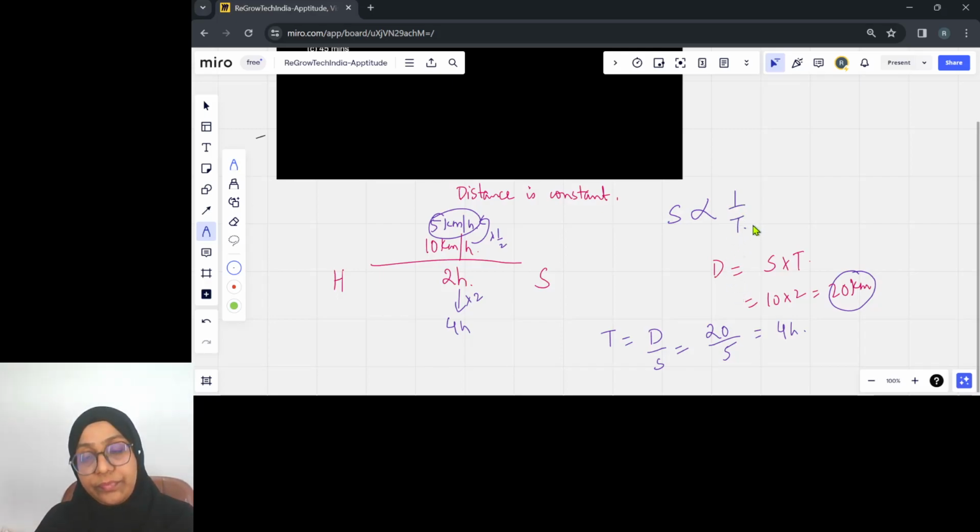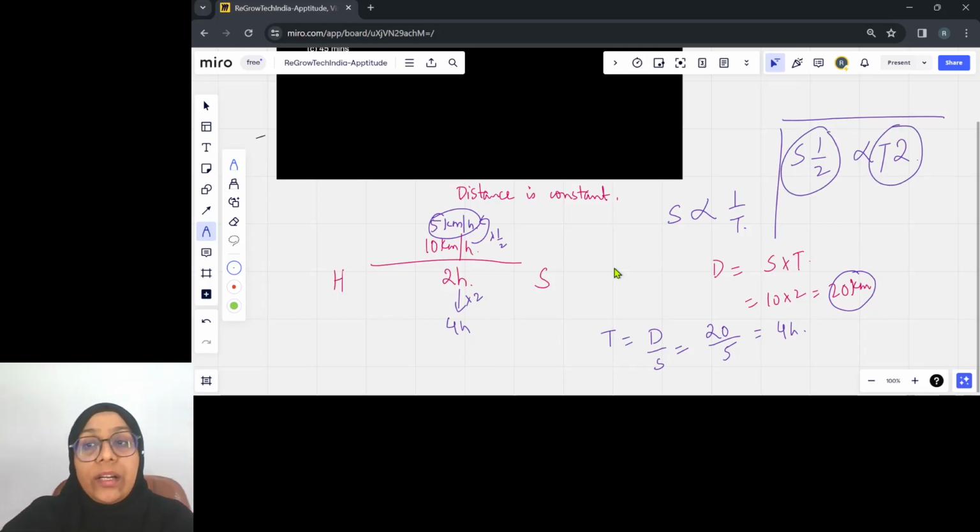So basically what happens is whenever there are fractions in terms of speed and time, they become the reciprocal of one another. Meaning in this case, let's say the speed was half, the time was 2, right? So speed and time. Now, let's get to the question, because in the question we have the exact same thing.